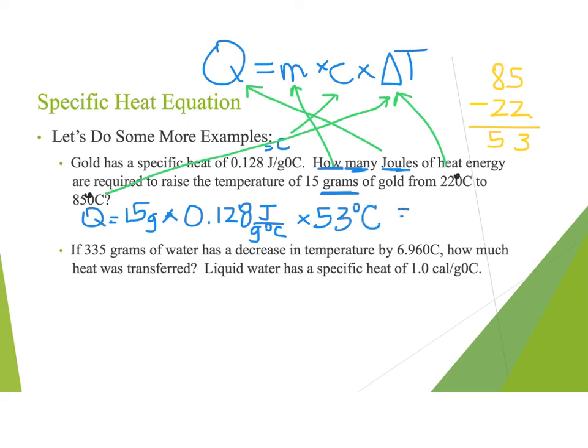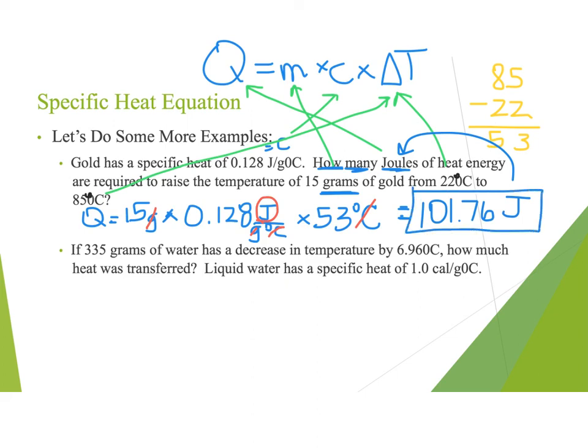Okay. So if we plug those into our calculator, 15 times 0.128 times 53, we get 101.76. And again, if we cancel our units, grams on top, grams on the bottom, degrees Celsius on bottom, degrees Celsius on top, this time we're going to end up with the unit joules. And it matches what it's asked for, so that's perfect. Okay, so we'll circle it so the teacher knows what's our final answer, and we are good to go.